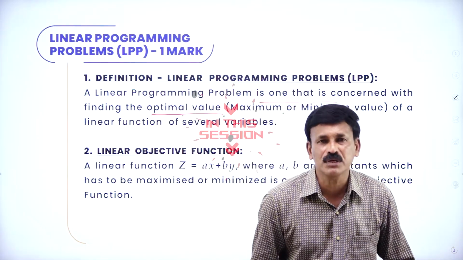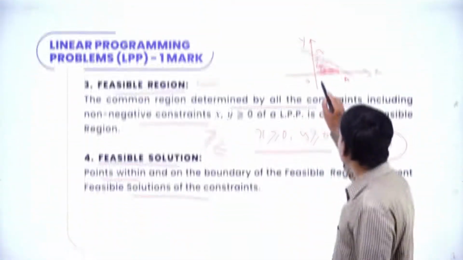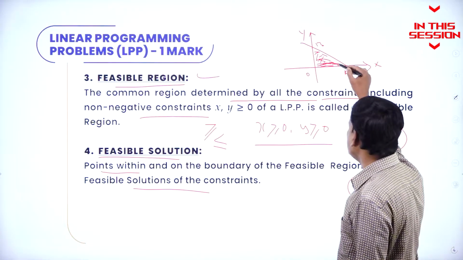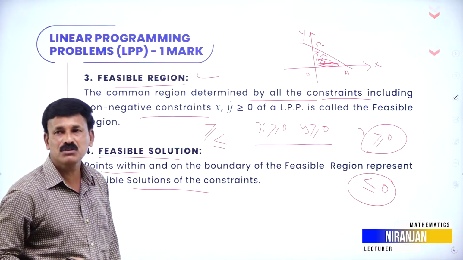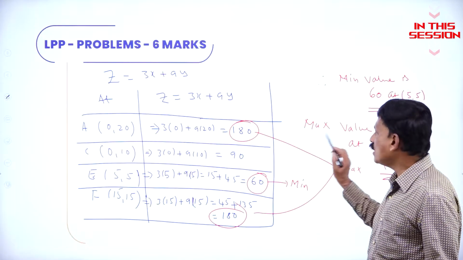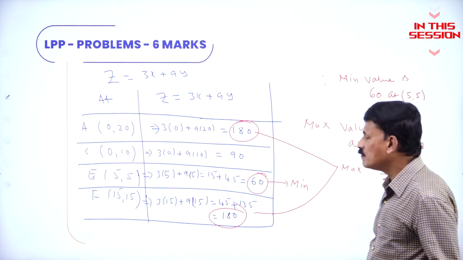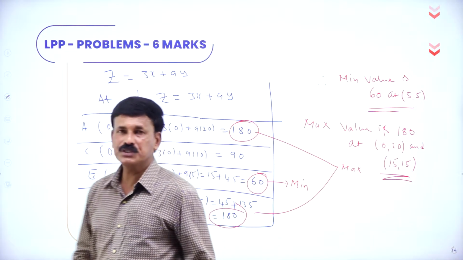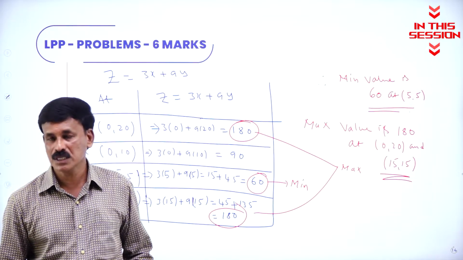Optimal solution is nothing but the maximum value or minimum value of a function. The points within and on the boundary of the feasible region represent the feasible solutions of the given linear programming problem. Maximum value 180 at 2 points. What are the 2 points? 0, 20 and 15, 15. So this is how we are going to solve a linear programming problem graphically.